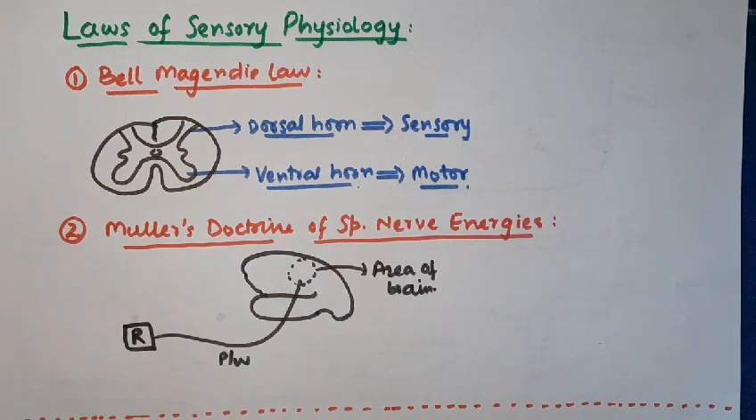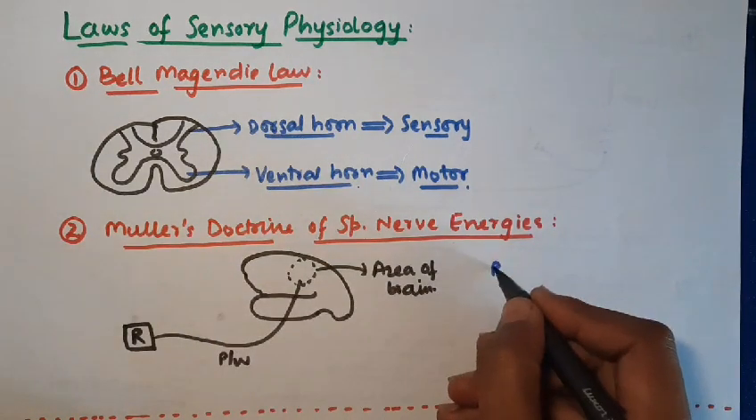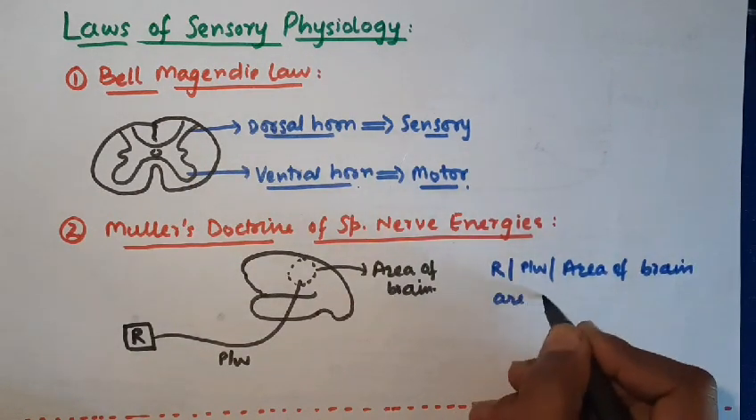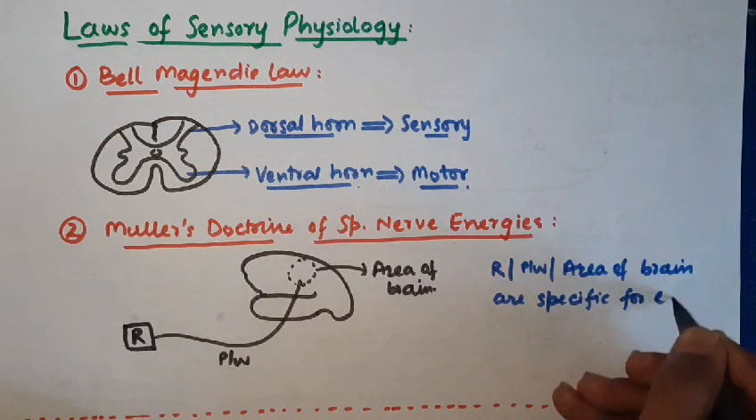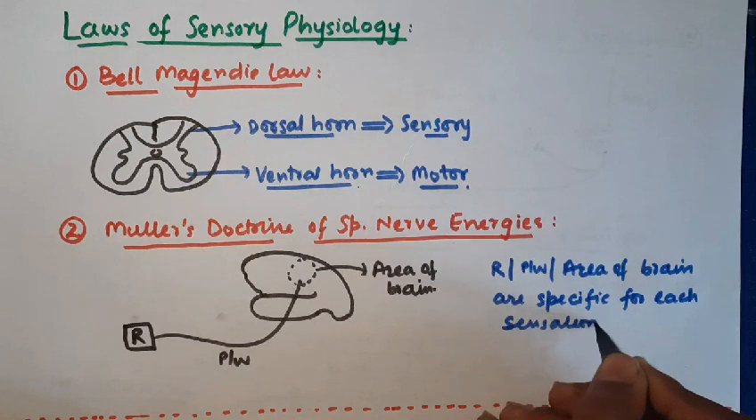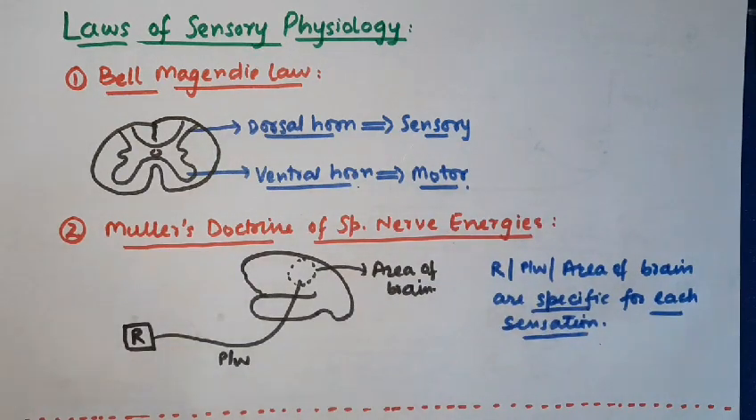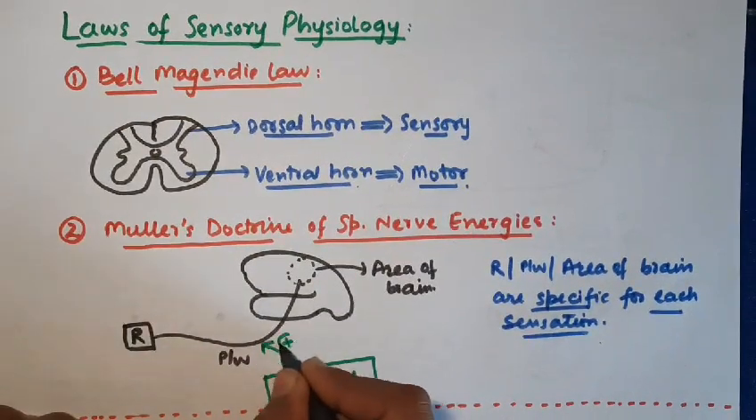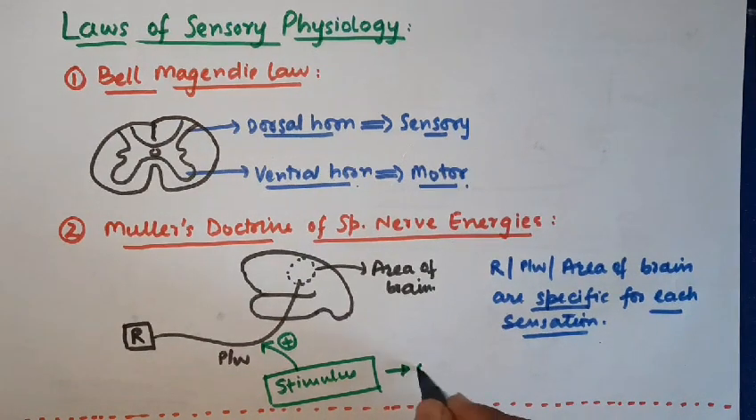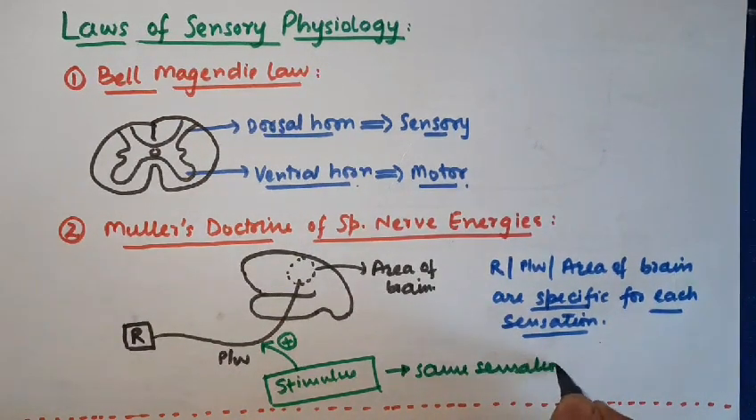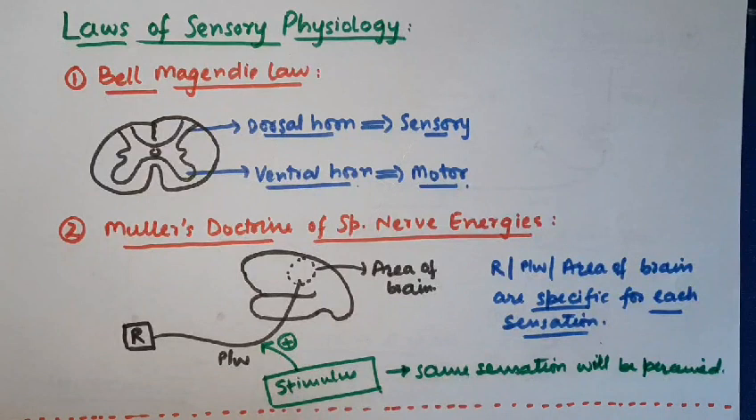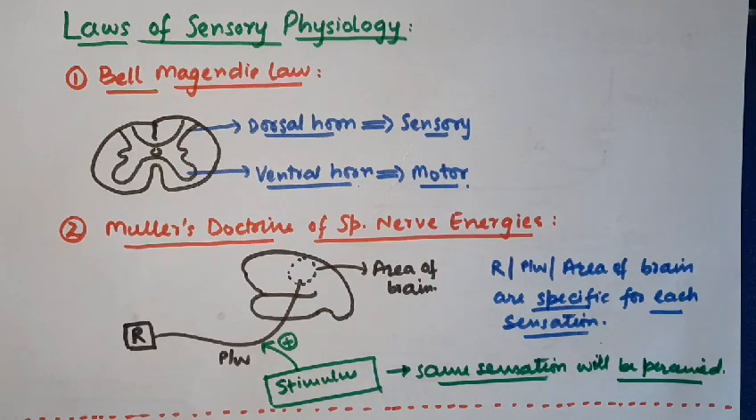So Muller's doctrine of specific nerve energy states that the receptor, pathway, and the area of the brain stimulated are always the same, they are specific for a particular sensation. So receptor, pathway, and area of brain are specific for each sensation. Now if we give a stimulus in the middle of the pathway, the action potential is going to propagate, and the same area of brain will be stimulated, so the same sensation will be perceived. Even if we stimulate the pathway in the middle, the same sensation is going to be perceived. This is Muller's doctrine of specific nerve energies.